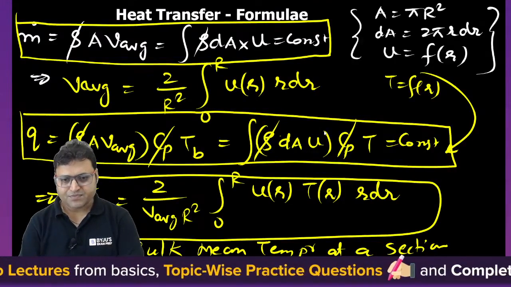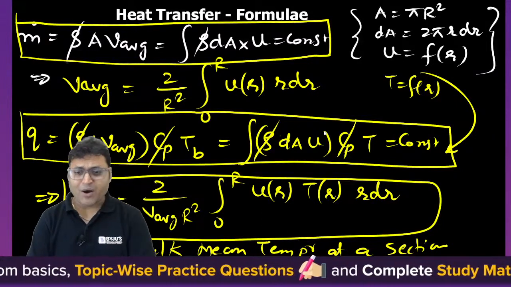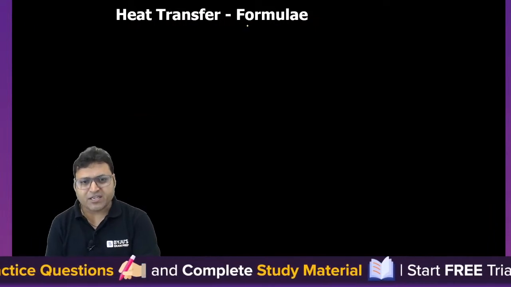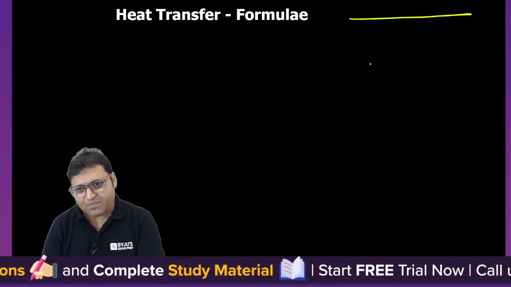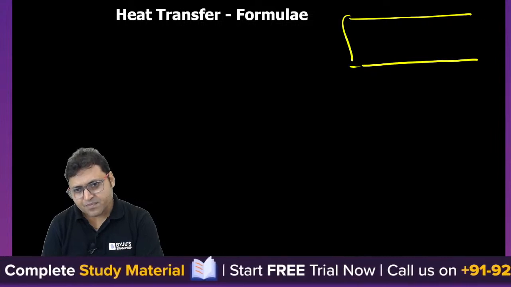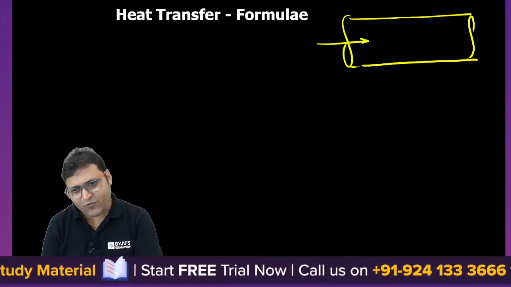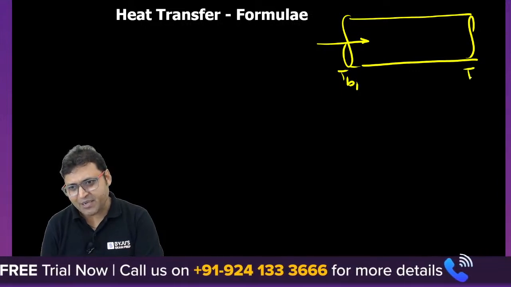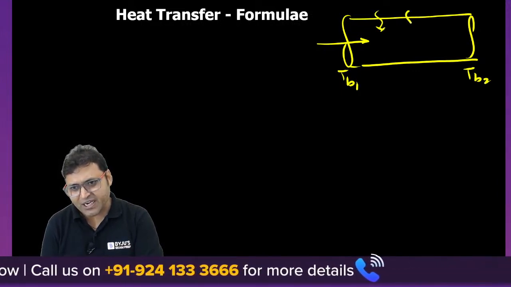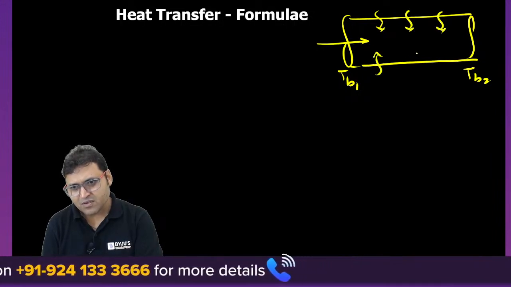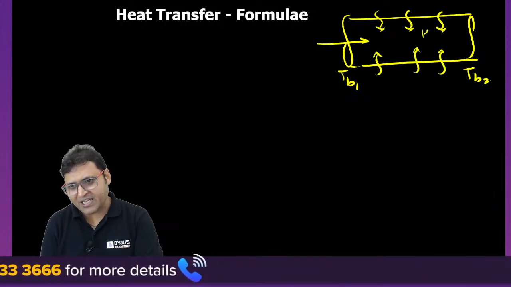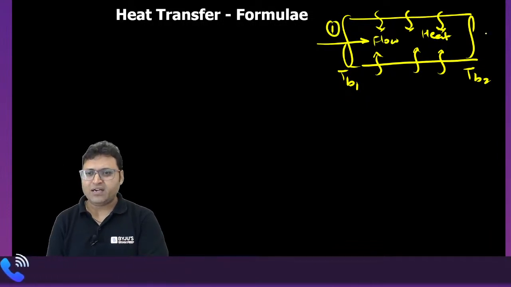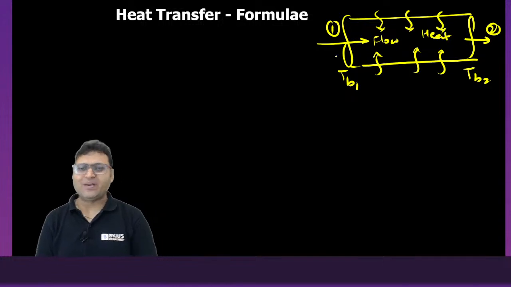Is this clear? Now we talk about the energy conservation equation. If we talk about the energy equation, if there is a pipe and there is a fluid flowing, here the temperature is TB1, here the temperature is TB2, and there is a continuous heat flow. This is the direction of heat flow and this is the direction of fluid flow from inlet to outlet.